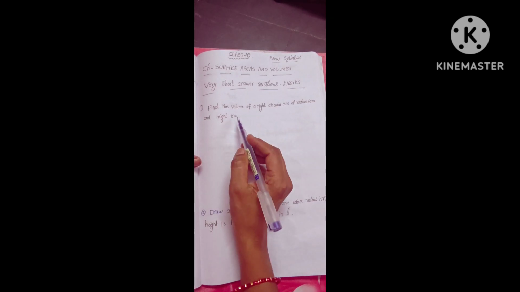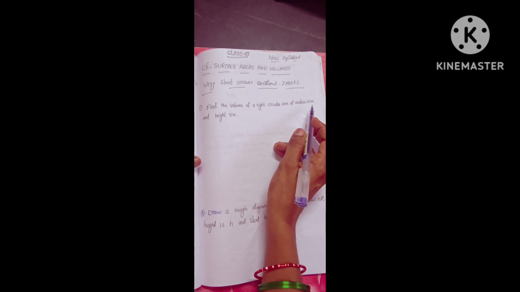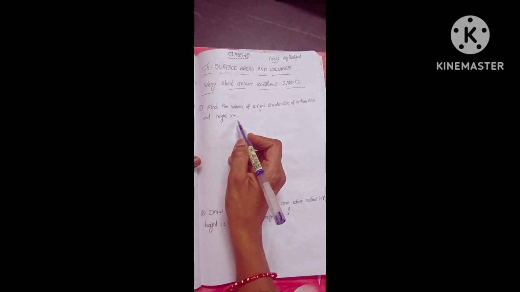Let's come to the 12th chapter, surface areas and volumes. In that one, I would like to discuss the 2 marks questions, very short questions. Let's come to the first problem. Find the volume of a right circular cone of radius 6 centimeters and height 7 centimeters.